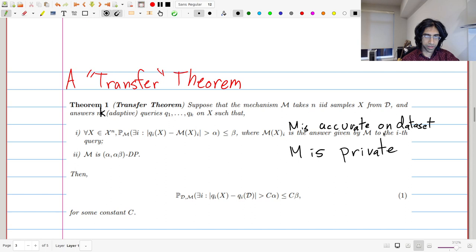In particular, if you have these two things, that M is accurate on the data set, and that M is private, then this conclusion essentially says that for QI on X, the values on the data set, I guess this should really be MI on X, the probability that it differs a lot from the value of the query on the distribution is less than beta.